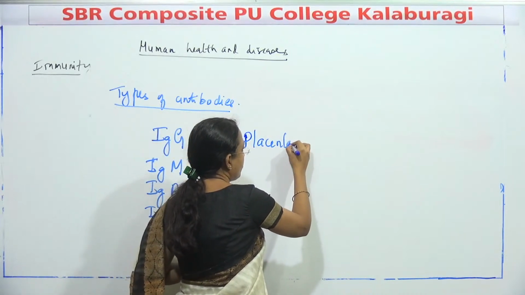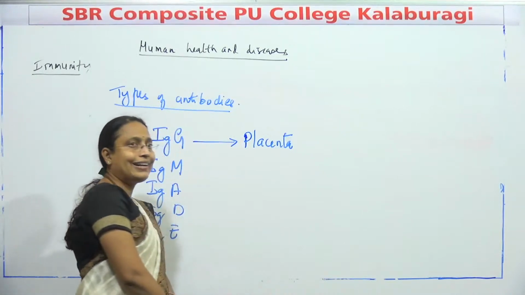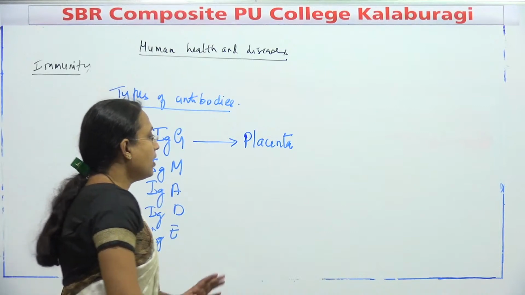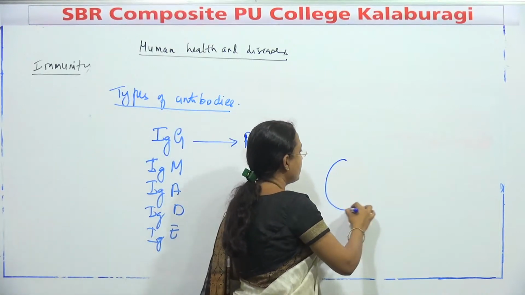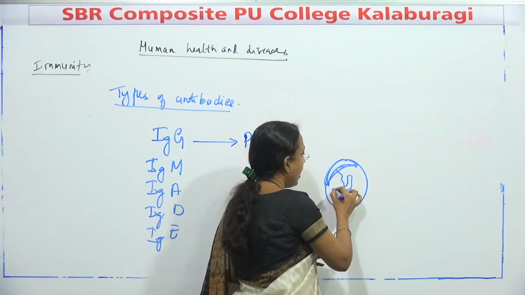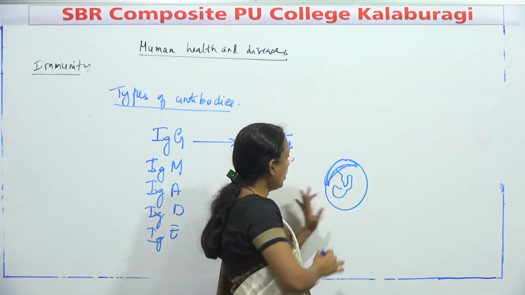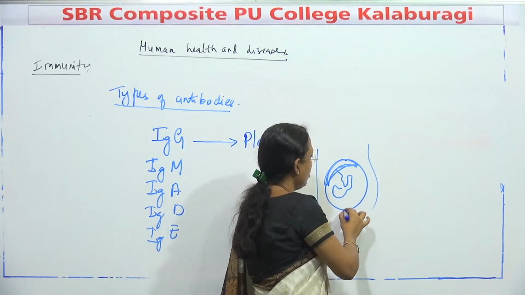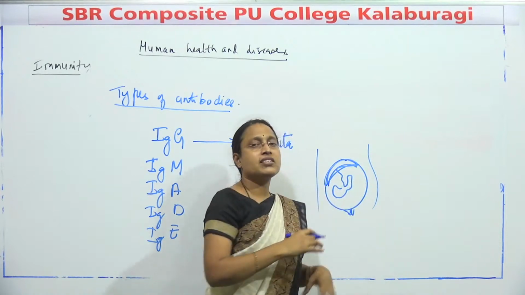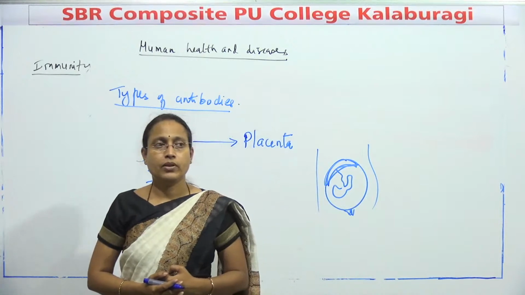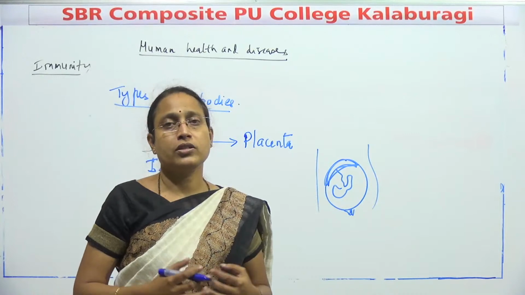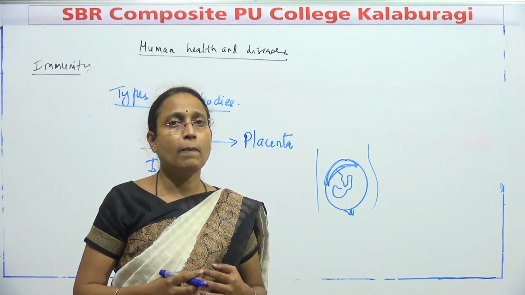So IgG is the only antibody that can cross the placenta. See here, suppose this is the womb, you know that there is a dish-shaped placenta, the umbilical cord, and the developing fetus, and the mother's body. Here, the fetus's immune system is not yet developed. In fact, even after birth, for some time the immune system does not develop, so it should get immunity from the mother's body itself.